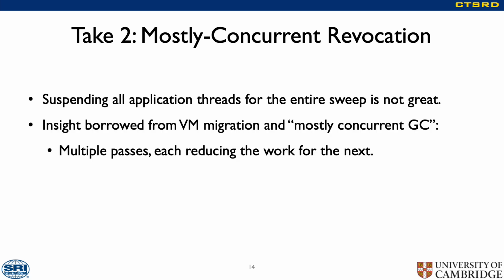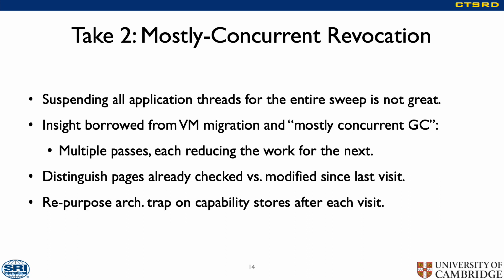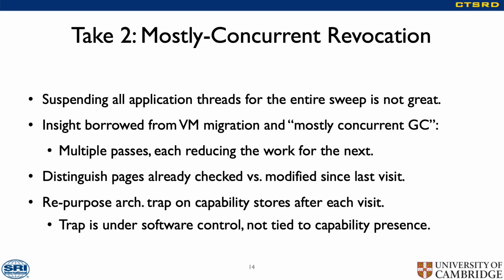Instead, we borrow a key insight from GCs and virtual machine migration: take many passes, each hopefully reducing the work required later. For us, that means distinguishing pages that have already had all of their capabilities checked from those that have had new ones stored since last visit. We achieve this by resetting visited pages to trap on capability stores, just as we do to track capability flow to pages without capabilities. This trapping behavior is not architecturally tied to the presence or absence of capabilities, it's just a behavior under system software control, and so we can repurpose it.